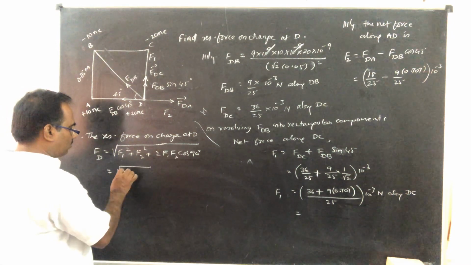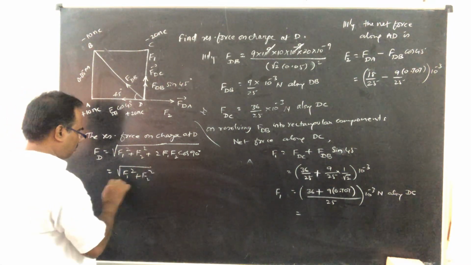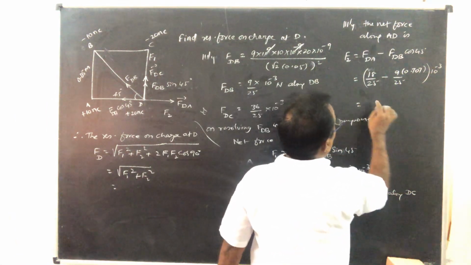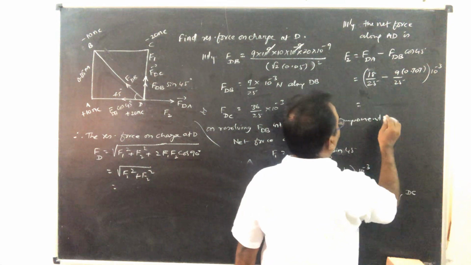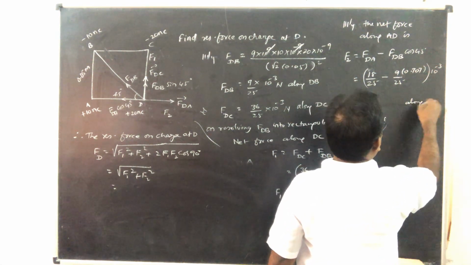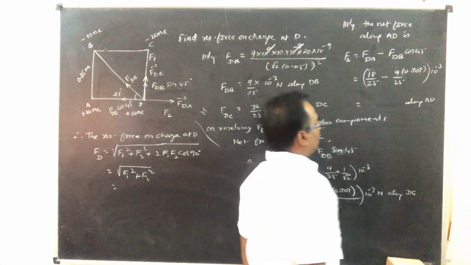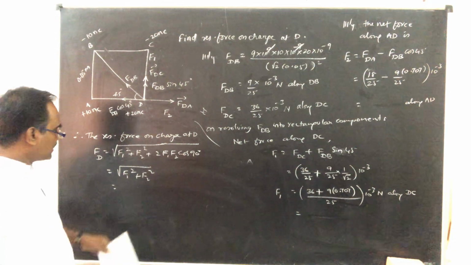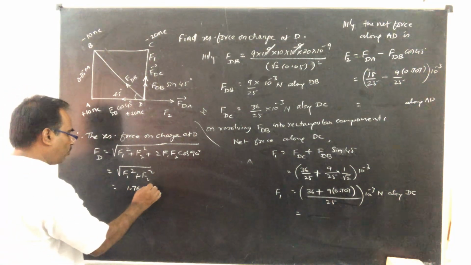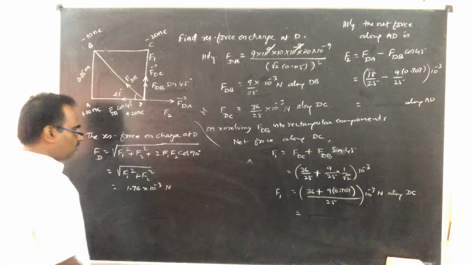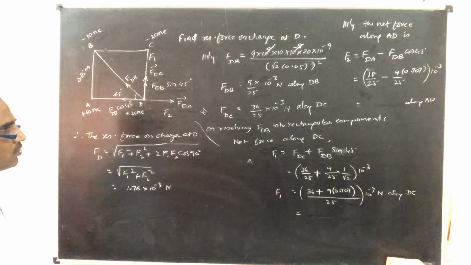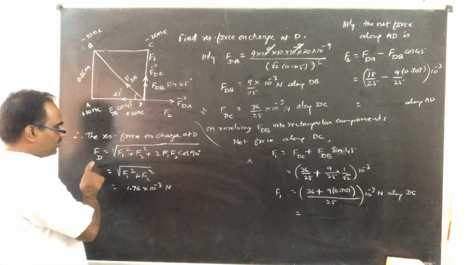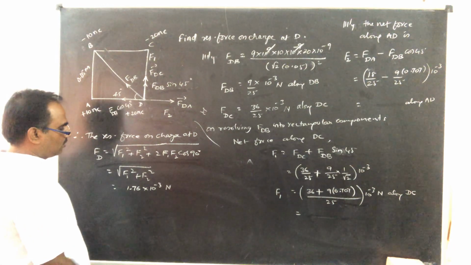So if you find this F1, this F2, so this is F2, this is along AD. If you find this F1 and F2, finally this answer comes to be 1.76 into 10 to the power of minus 3 Newton. So by applying this parallelogram law of addition formula, if you calculate the resultant force on the charge at D, it becomes this much.